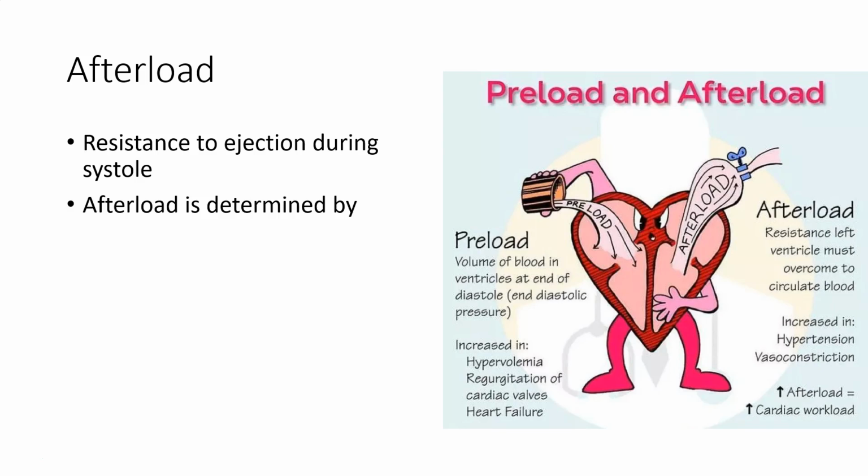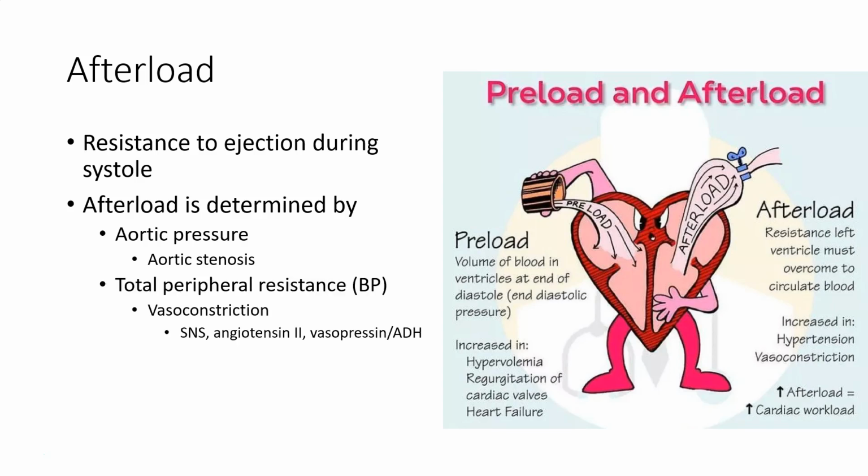Afterload is determined by aortic pressure, so the amount of pressure in the aorta. Something that would increase aortic pressure would be something like aortic stenosis, where that aortic valve is stenotic, or if the aorta itself is stiff. Afterload is also increased with total peripheral resistance. So something like vasoconstriction, where you have narrowed the lumen of the blood vessels, increases our blood pressure, and so that is going to increase our afterload.